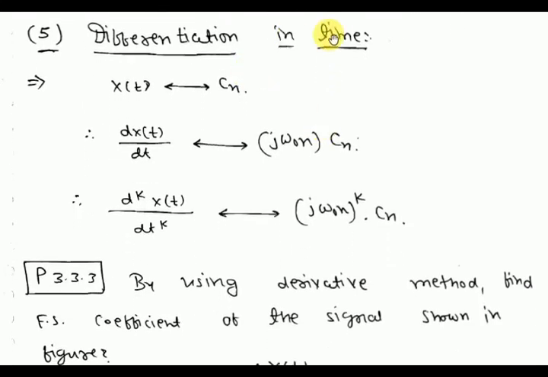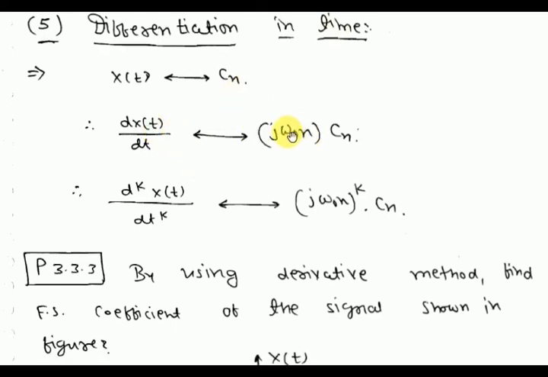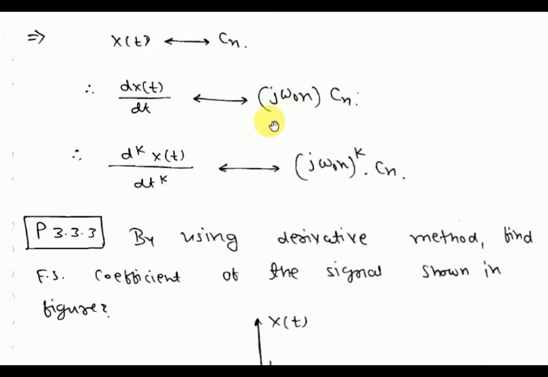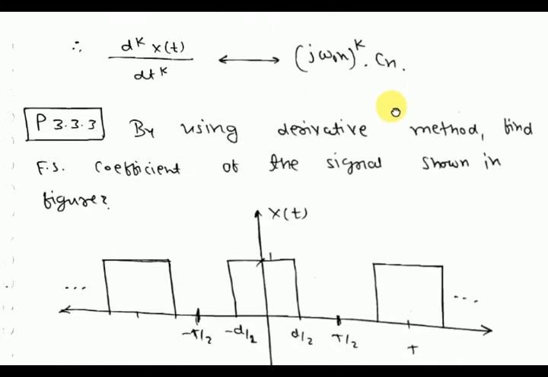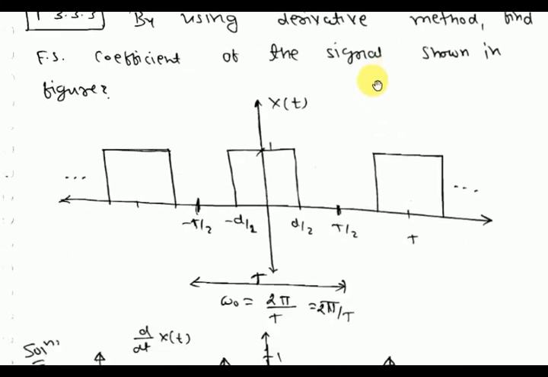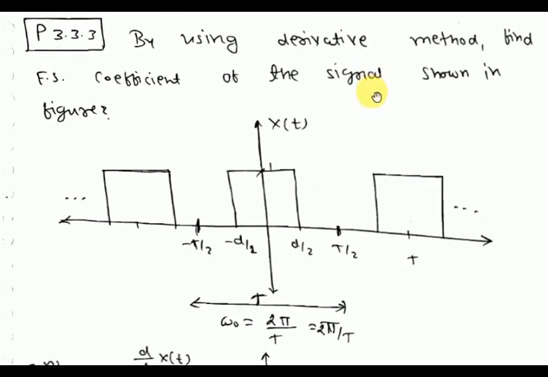So next property is differentiation in time. If x of t has Fourier series coefficient Cn, then d by dt of x of t will have Fourier series coefficient j omega naught n Cn. If you differentiate k times, the Fourier series coefficient will be j omega naught n whole power k times Cn. By using these properties you can solve all problems in very little time.